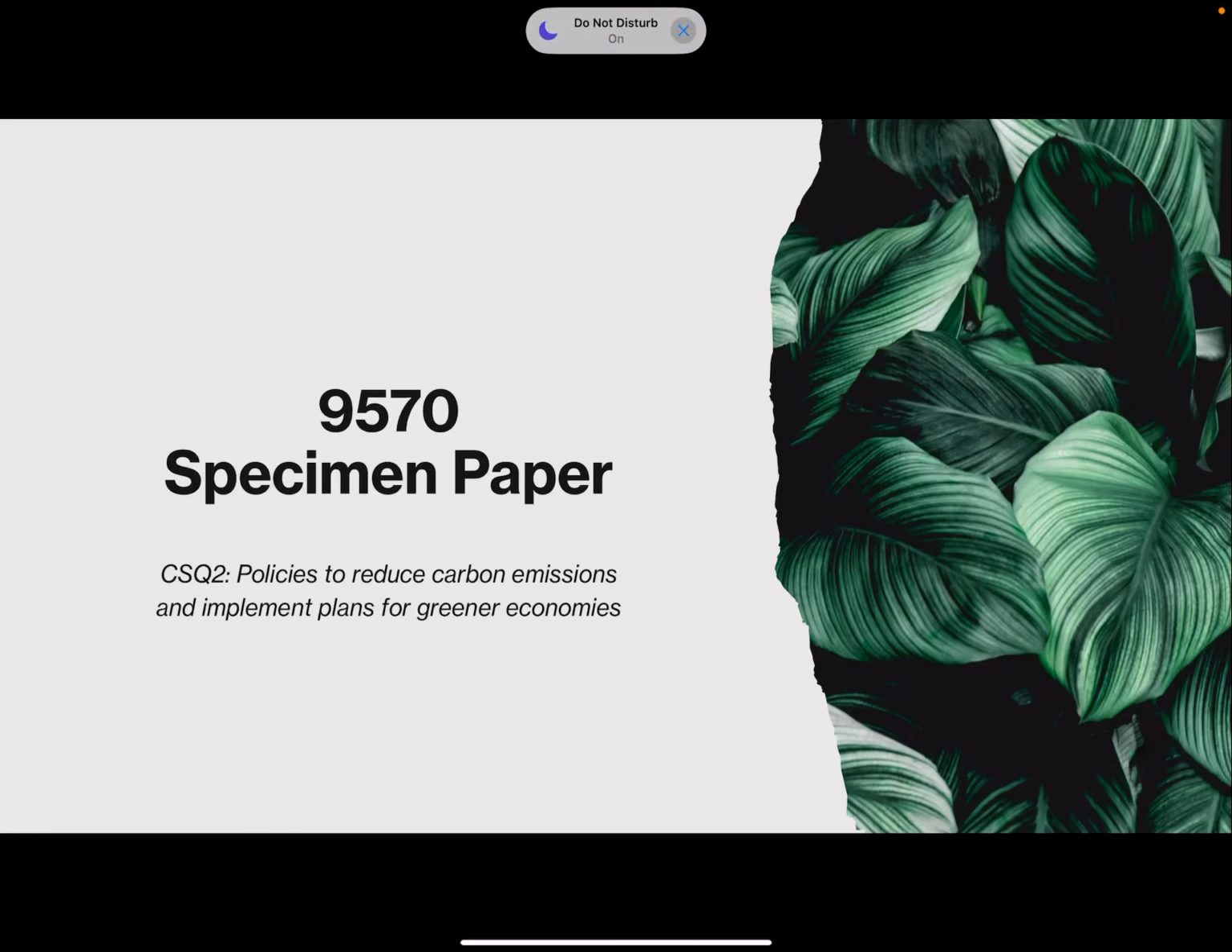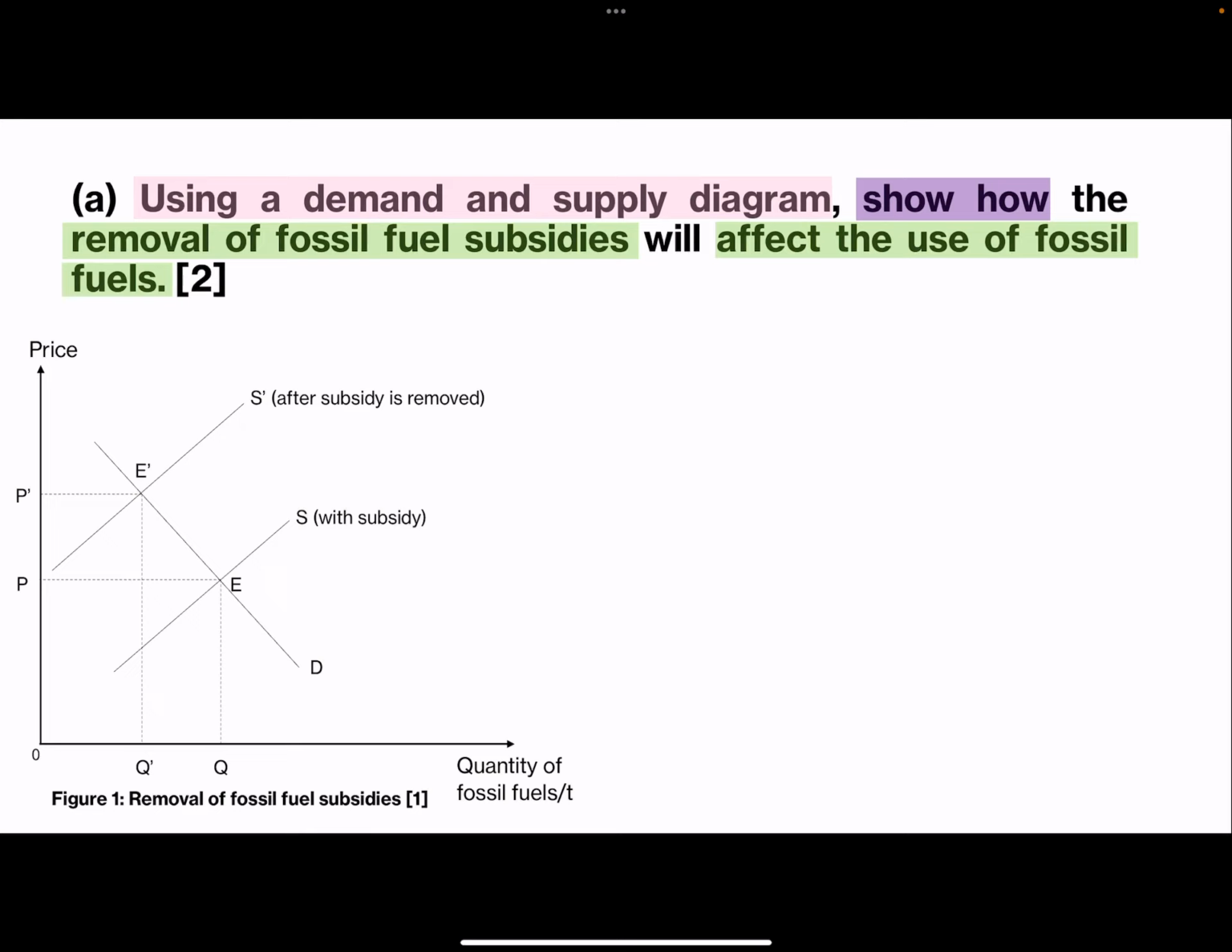Okay, so I'm running through the specimen paper, which was the paper that was done during the econs program time. The first one asks: using a demand and supply diagram, show how the removal of fossil fuel subsidies affects the use of fossil fuels. So previously there was a subsidy, and now there's no subsidy.